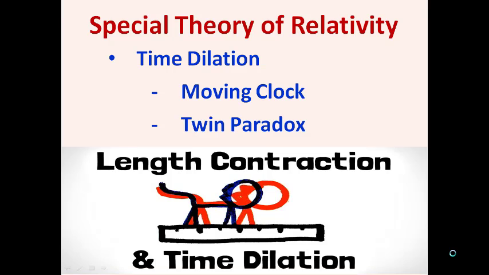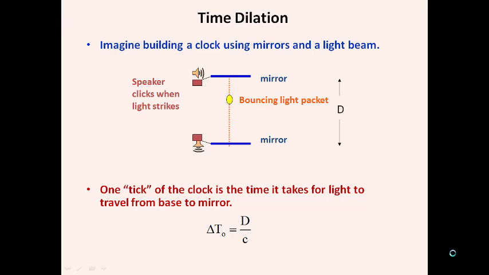Hi everyone. Now we are going to discuss one of the fascinating topics in the area of special theory of relativity. It is time dilation. So we are going to discuss the topic of time dilation with two specific examples. One is the moving clock and the other is the twin paradox. Okay. Just think about the first example of a moving clock.